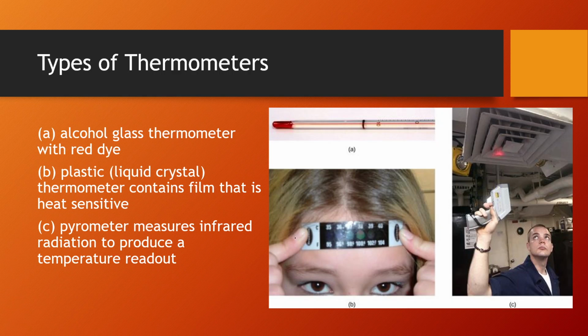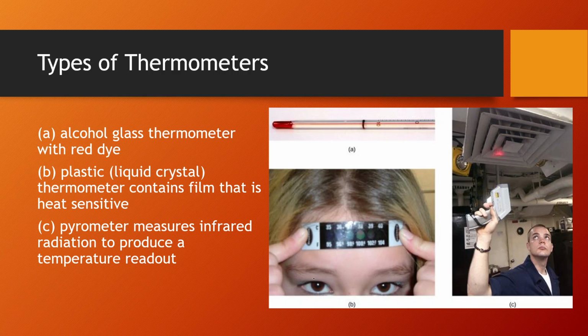Let's look at types of thermometers. The first being the most common that we have all probably at least seen or heard of. It is an alcohol glass thermometer that has red dye in it, and this red dye will read you the temperature. Now this is what has replaced the classic mercury thermometers back in the day that we no longer use in lab or anything due to mercury exposure.